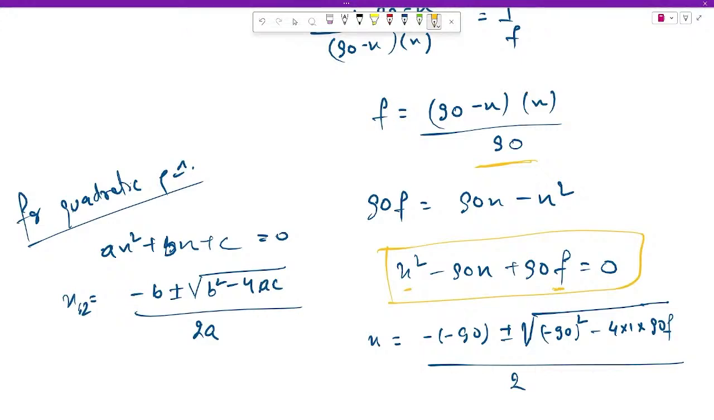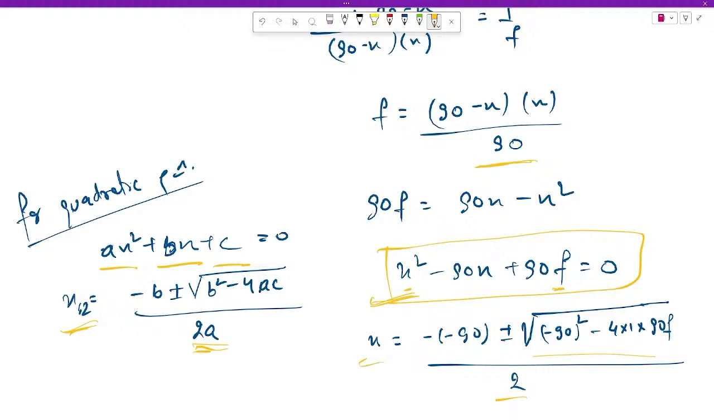For a quadratic equation ax square plus bx plus c, we know that the solutions are given by minus b plus minus root under b square minus 4ac by 2a. So using these coefficients, we can write the solution for this equation as x equals minus of 90 plus minus under root (minus of 90) whole square minus 4 times 1 times 90f, by 2. One solution will contain plus of this determinant, and another solution will contain minus of this determinant.